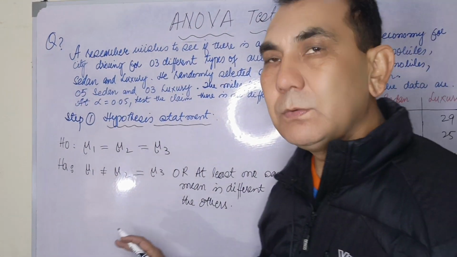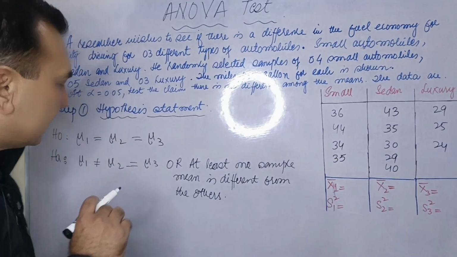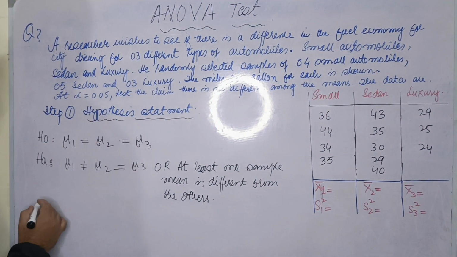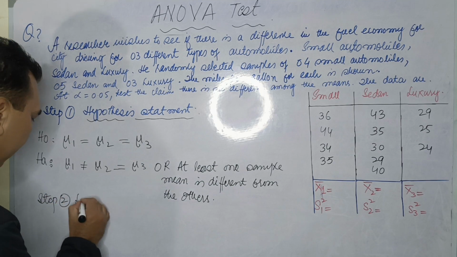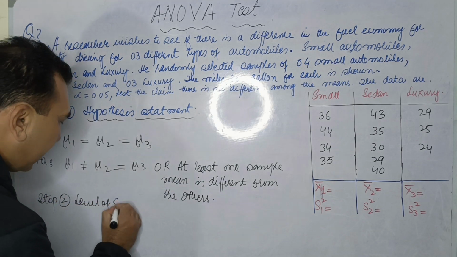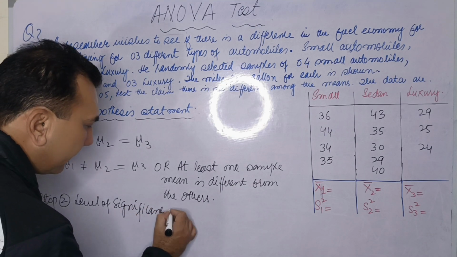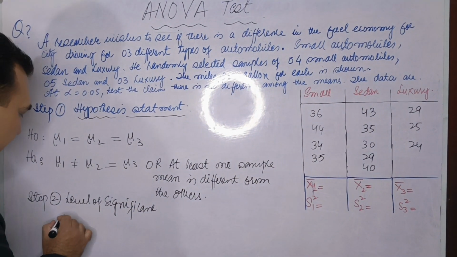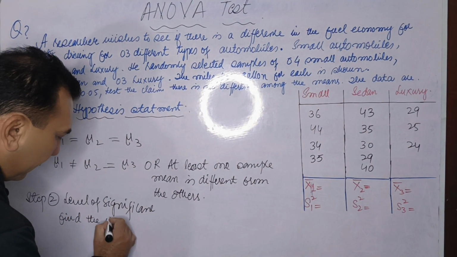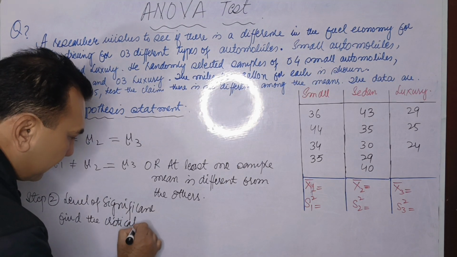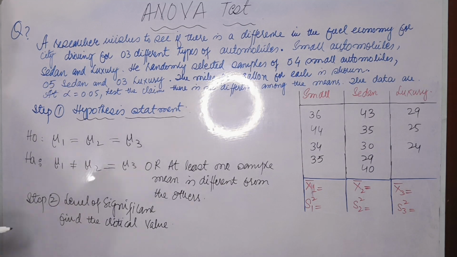Okay, now we will go to step number 2. And what is step number 2? Step number 2 is the level of significance. On the basis of it, we find the critical value through the F table.